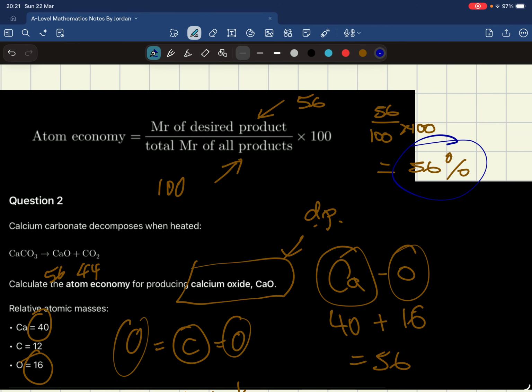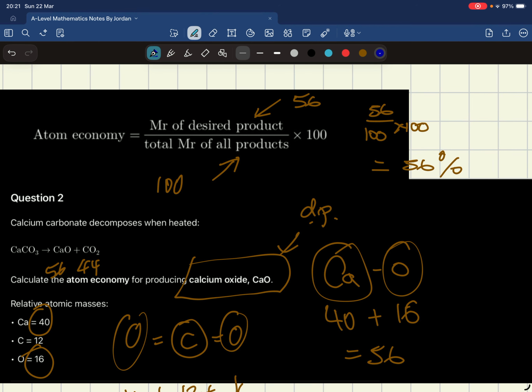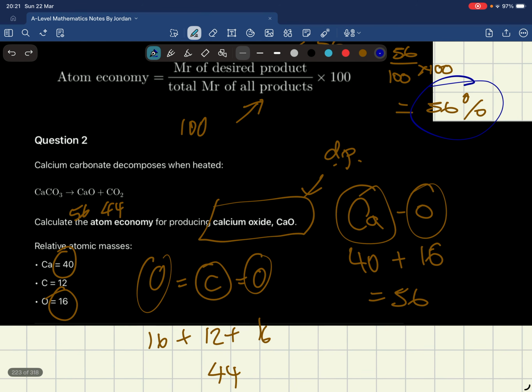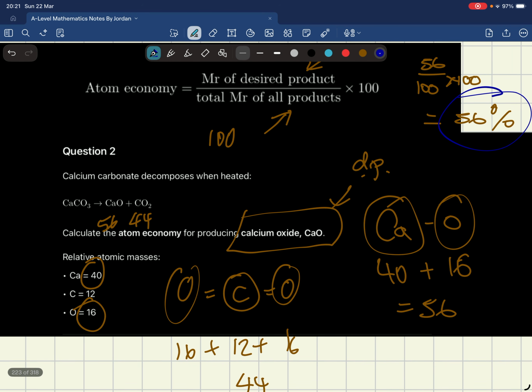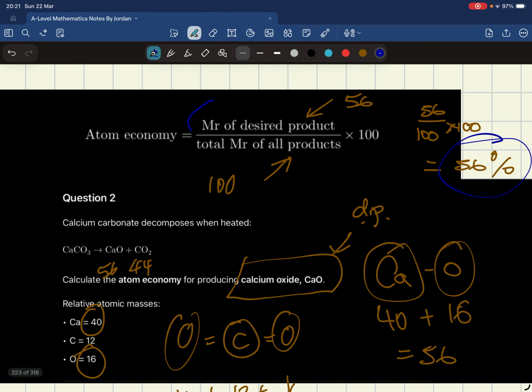So what it's doing really is giving you a measure of how much of the mass actually turns into the thing that you want it to become. Because you've got to think MR is to do with relative mass. As it's a ratio out of the total products, it's telling you basically the percentage of the product that comes out based on what you started with. So if you started with 100%, you get 56% desired product come out of that.